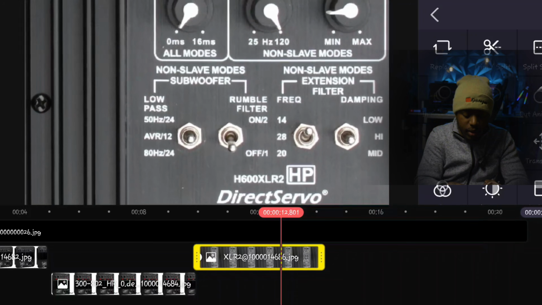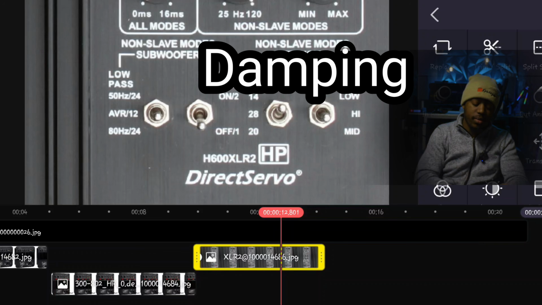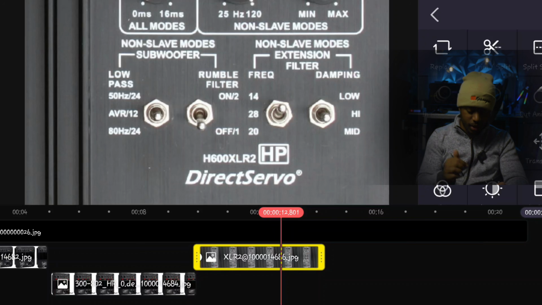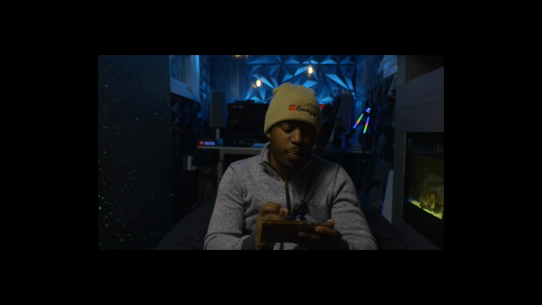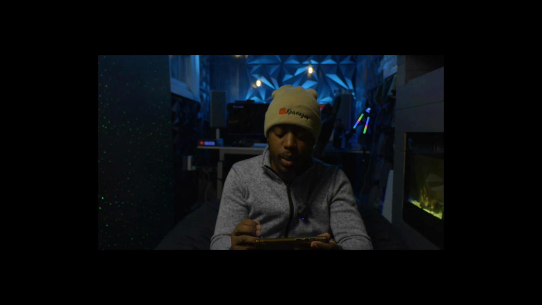Let's finish off with the bottom here. So we have low pass, rumble filter, AVR 12, 80 Hz 24. Then we have some dampening things like this. All right, so this kind of gets confusing. So your low pass 50 Hz 24, AVR 12, 80 Hz, what this means to you depends on how you plan to use your subwoofer.